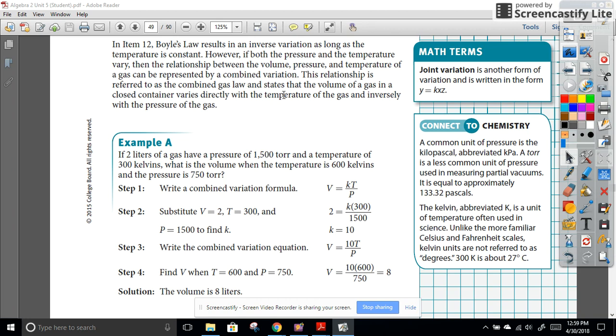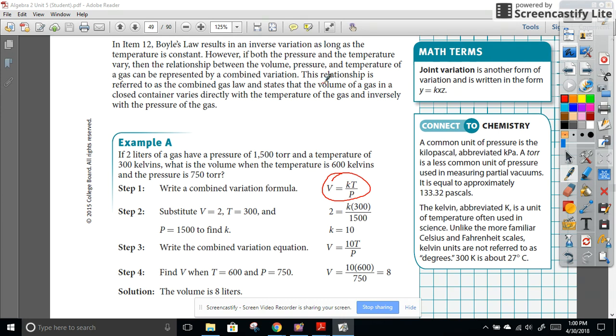This relationship is referred to. So it says the volume of gas in a closed container varies directly with the temperature and inversely with the pressure. So based on what this is telling us, here is the relationship. Volume varies directly with the temperature and inversely with the pressure. So V equals K times T over P.